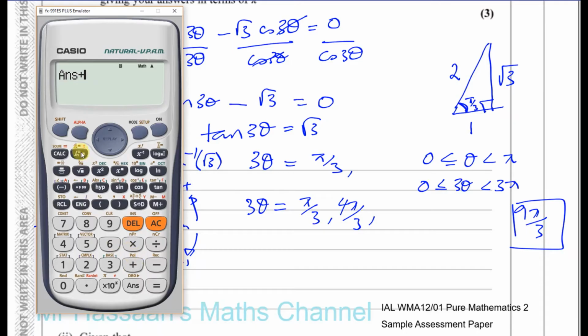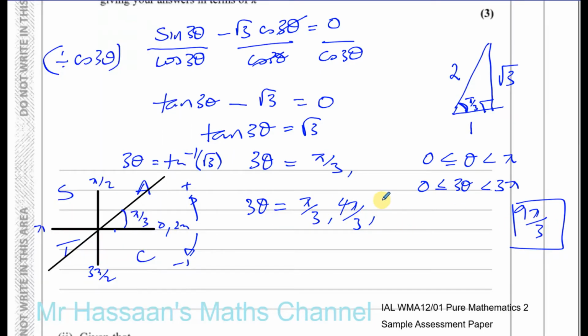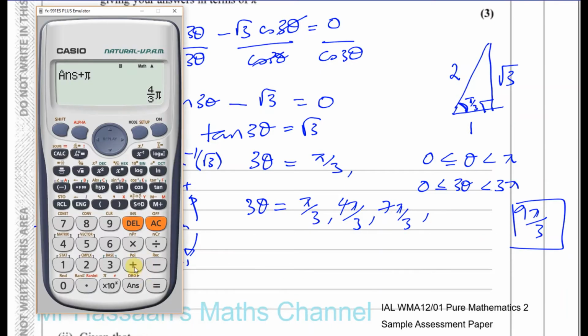So I'll add pi to this. It gives me 4 pi over 3. Right, that's within our range. We can go up to 9 pi over 3. Then I've got to add another pi, so that's going to give me 7 pi over 3. Okay, that's still within our range. So I can keep adding pi's. It's going to give me 7 pi over 3 in the range.